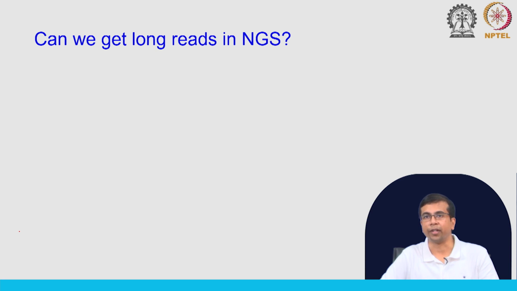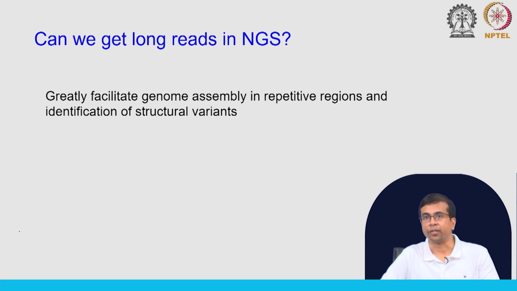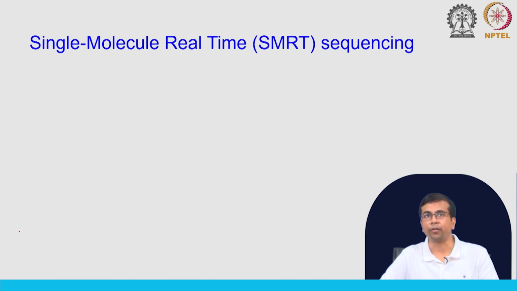This is one of the questions that we can ask. If we can get long reads, this will actually help in the genome assembly process overall. It will be less challenging because we can then have a lower number of reads to assemble the genome. In addition, we can resolve these repetitive regions quite effectively, and we can also identify the structural variants.